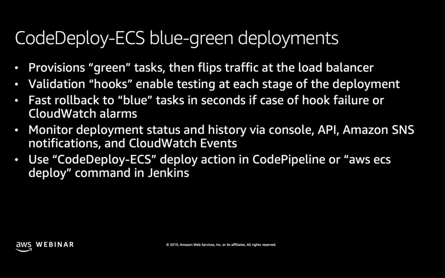You can monitor the deployment status and history through the web console, APIs, SNS notifications, or CloudWatch events. And if you want to set this up in CodePipeline, you should use the CodeDeploy-ECS deploy action, or if you're doing this in Jenkins, you can just use the AWS CLI to do it.